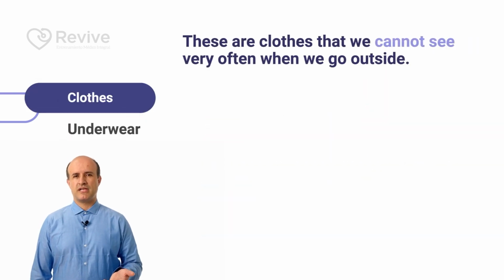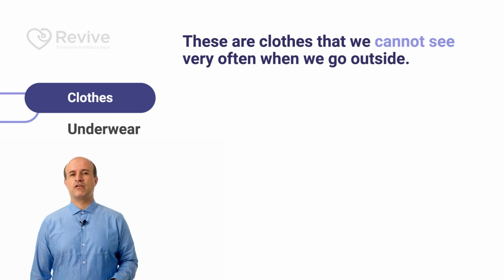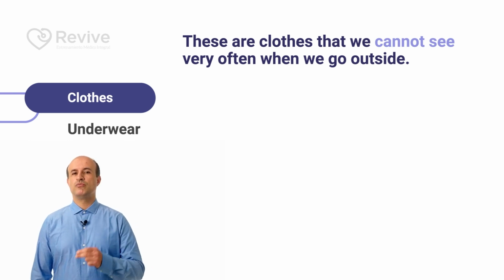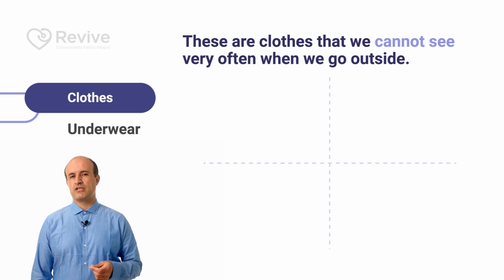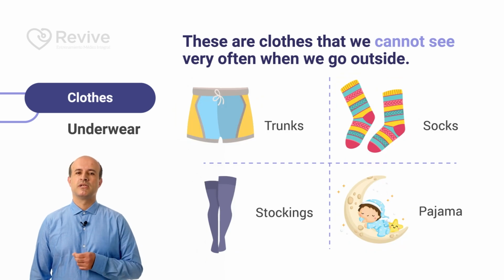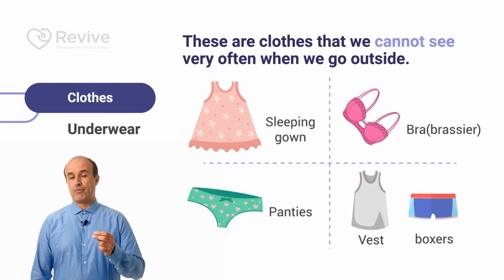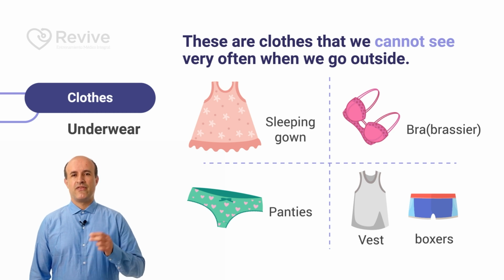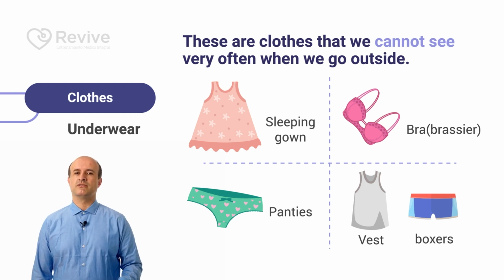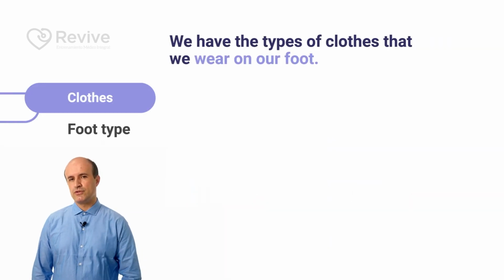These are the clothes that we cannot see very often when we go outside. They are normally the clothes we wear under our regular clothes and help us not to be completely naked. These items include examples such as trunks, socks, stockings, pajamas, a sleeping gown, bra or brassiere, panties, vest, and the men's pants or boxers. Then we have the type of clothes that we wear on our feet.